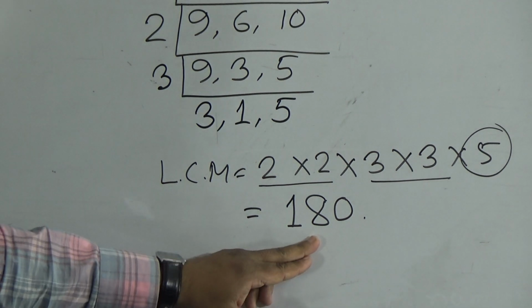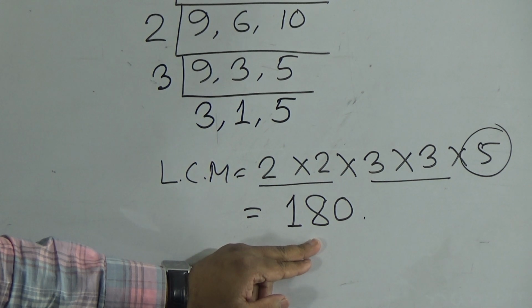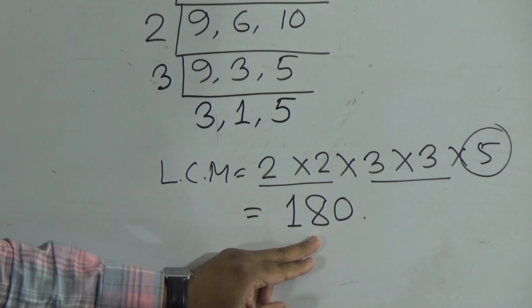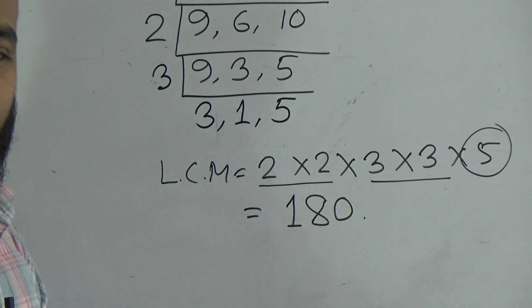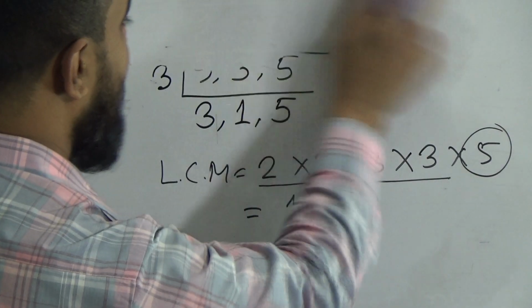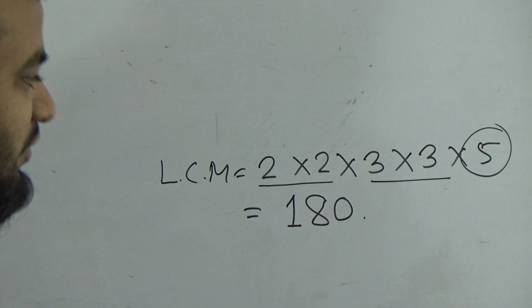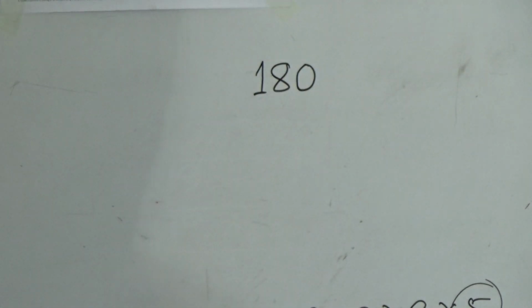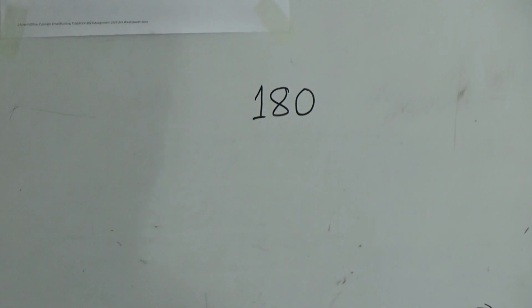The LCM means the number of persons present in the troops. After that, we need to find out which number needs to be multiplied with this number of troops to make it a perfect square. To calculate that, we will solve this by prime factorization. Okay, after getting 180, we need to resolve this number to find out which number needs to be multiplied.